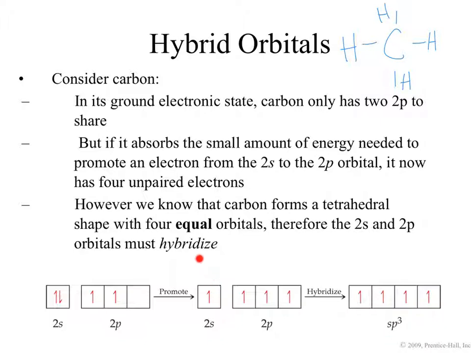So if this was to overlap with something, and these 3 were to overlap, you could get 4 bonds, but they wouldn't all be the same, because the s is different from the p. And we know that carbon forms 4 equal bonds. So therefore it has to form bonds with 4 equal orbitals that are overlapping.